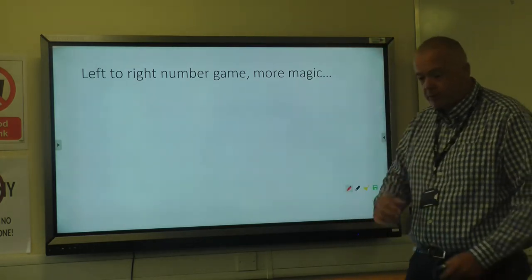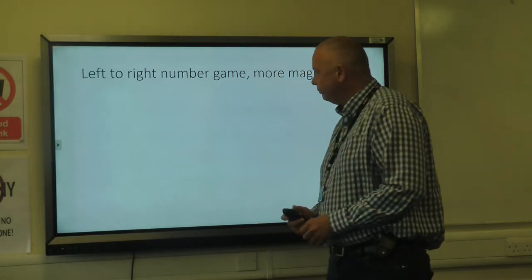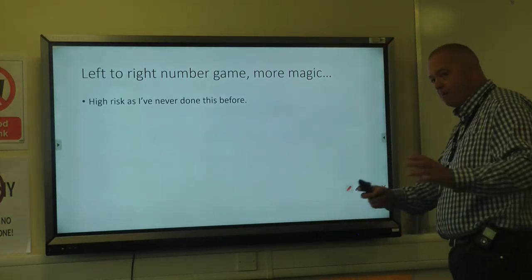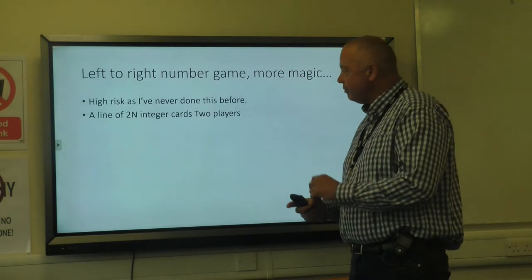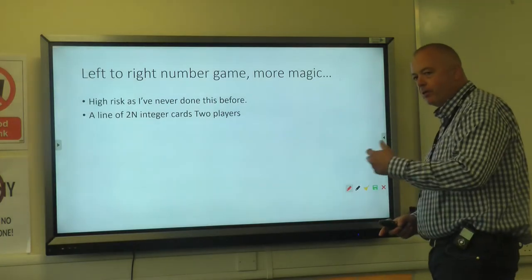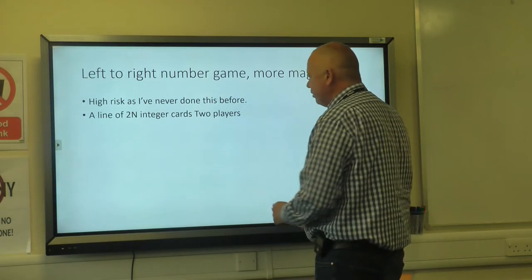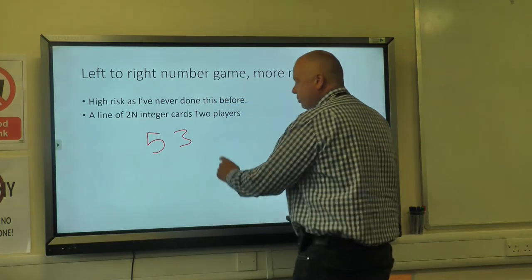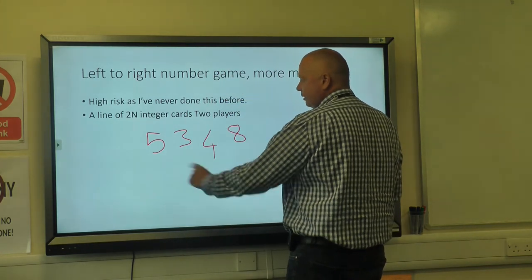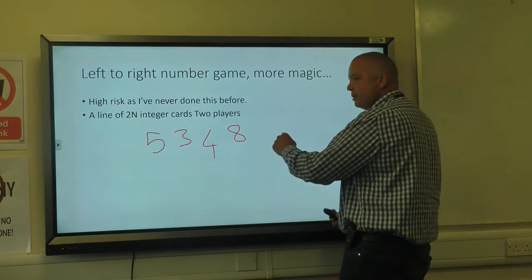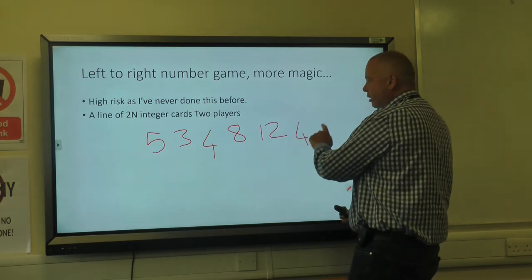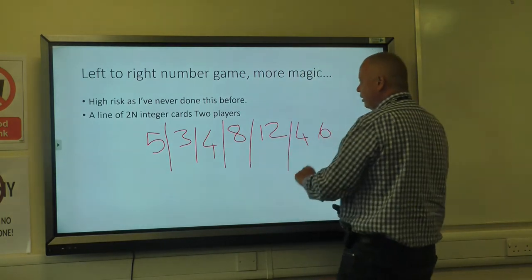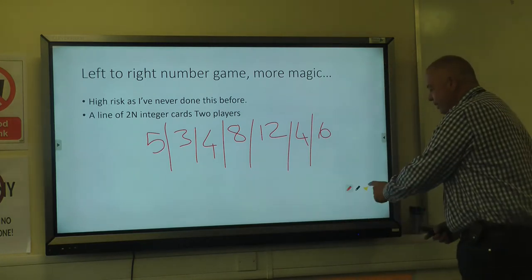Okay, one more game. Now, this is quite good. This one you can play against your parents or your friends or whoever. This is a left to right number game. I haven't done this before in front of people, but basically we need a line of 2n integer cards. 2n is just a fancy mathematical way of saying an even number of cards. So 5, which is one number, that's not 2n. 3, that's not 2n. 4, not 2n. 8, 2n. Just an even number. Is it divisible by 2? 12, 4, 6. So that's a 2n list. Yeah, it's even numbers. Okay, so hopefully that makes sense.